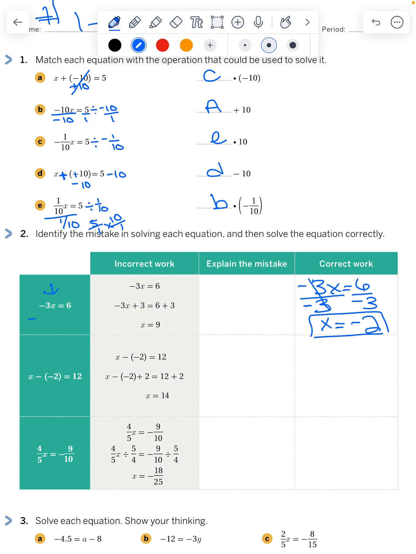And guys, always remember you can put negative 2 back in for x. A negative 3 times a negative 2, is that positive 6? It is, so I know I did it correctly. What did they do incorrectly? Oh, they added 3 instead of divided by 3.